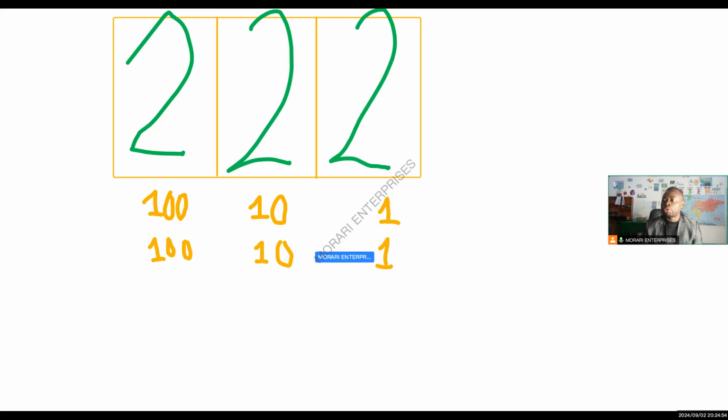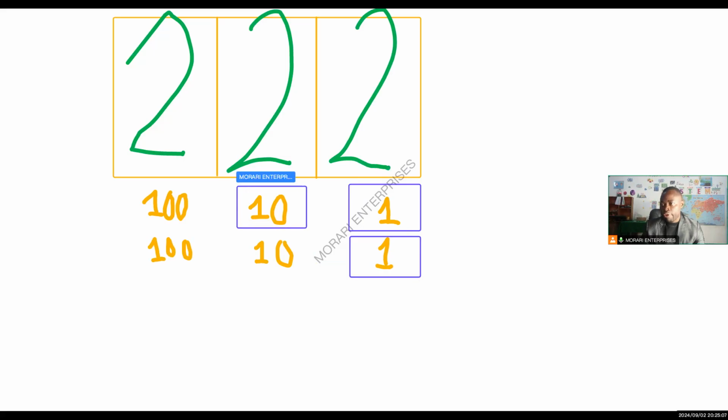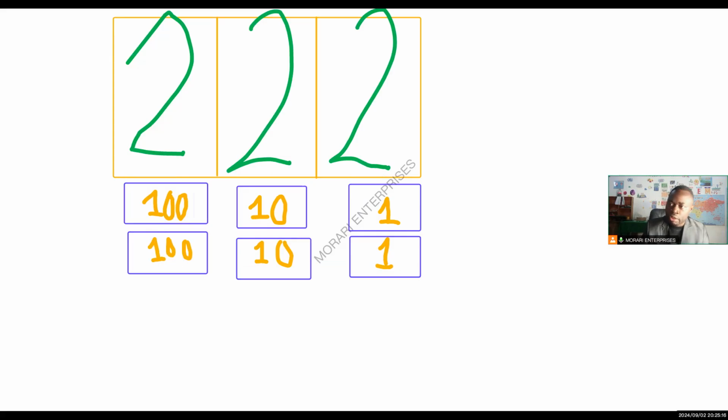So if we say all our money is paper money, and we go to the bank and we want 222, whatever currency you're using, let's say dollars or euros or francs CFA, this is what you're going to get. You're going to get 6 bills: 2 $100 bills, 2 $10 bills, and 2 $1 bills. So altogether you have 222. 2 tens is called 20. We also give it a name, 20, right?